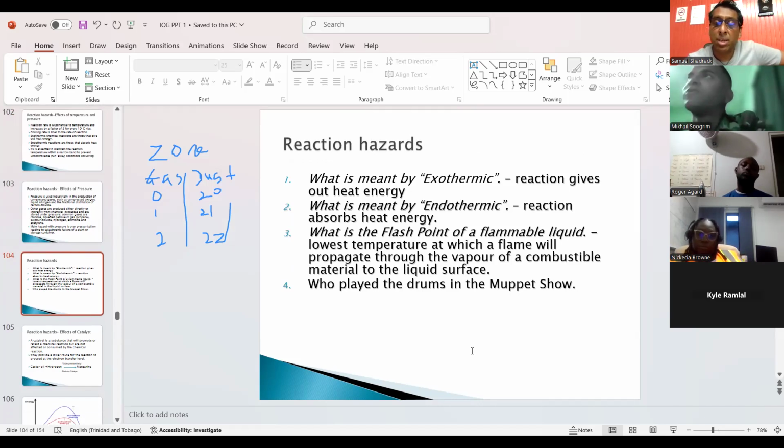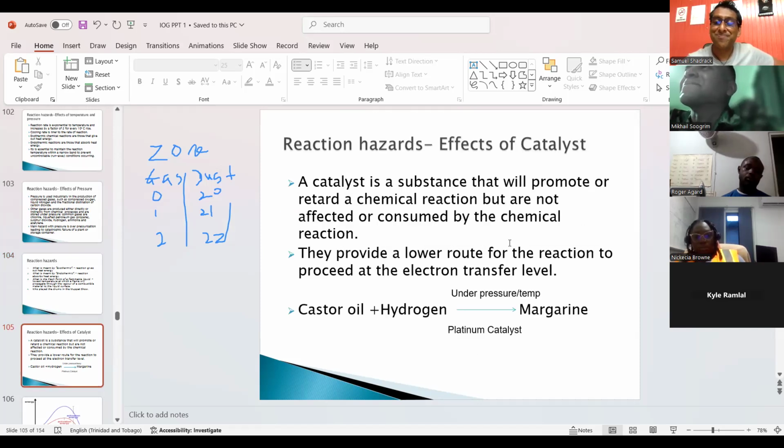Who plays the drums in the Muppet Show? Anybody remember the answer for the last one? Okay, you might remember the answer for the third one. Who plays the drums in the Muppet Show? Nobody? Anybody know what the Muppet Show is? This generation might know what the Muppet Show is anyway.